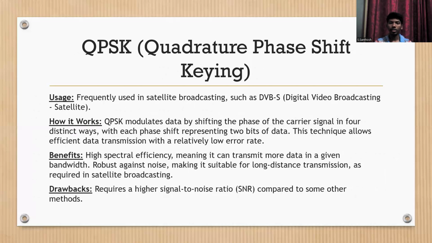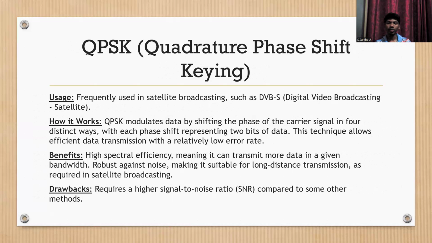So now looking at QPSK, quadrature phase shift keying. This is frequently used in satellite broadcasting, and a basic example we can take is our DTH, where you have the dishes to transfer the TV channels' broadcast data to us. The example given is DVB-S, that is Digital Video Broadcasting Satellite. The way it works is it modulates the data by shifting the phase of the carrier signal in four distinct ways, with each phase shift representing 2 bits of data.